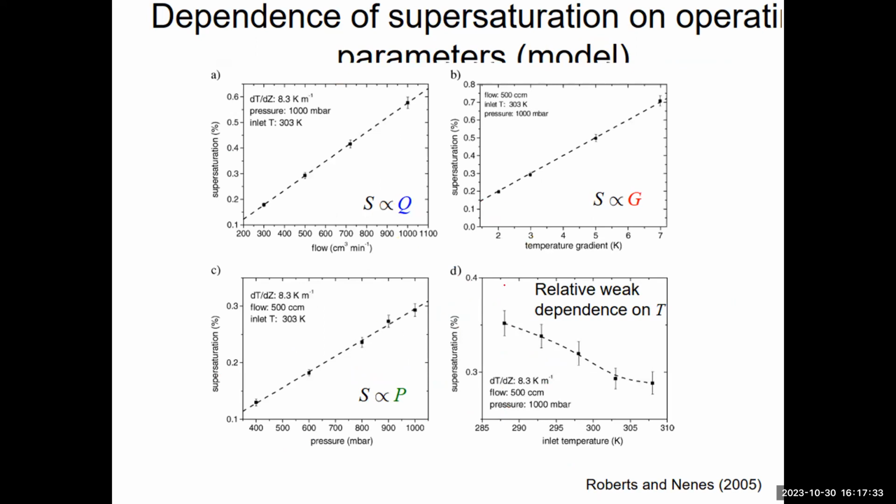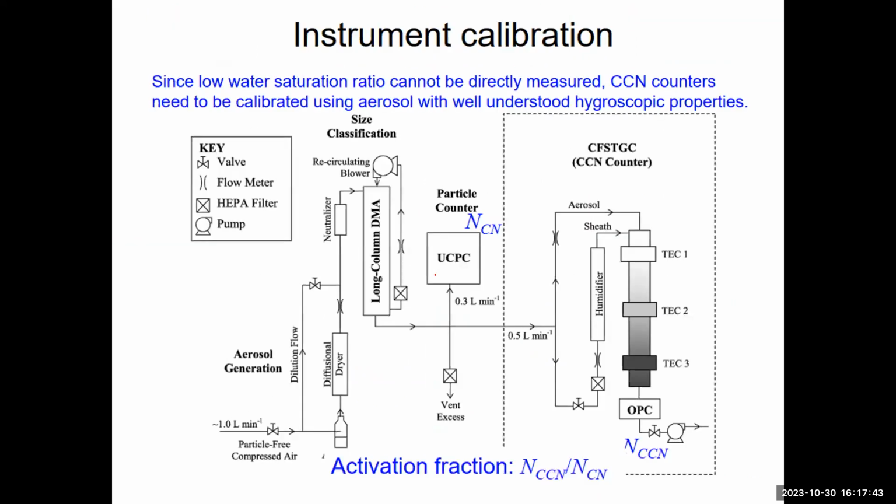But these are still model measurements, right? How do we know that our growth tube creates these accurate supersaturation conditions? To create this condition, we have to make sure that our instrument is calibrated with a known type of aerosol. So it needs to be calibrated using aerosols with well understood hygroscopic properties.